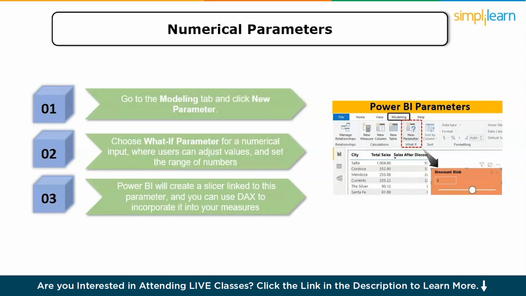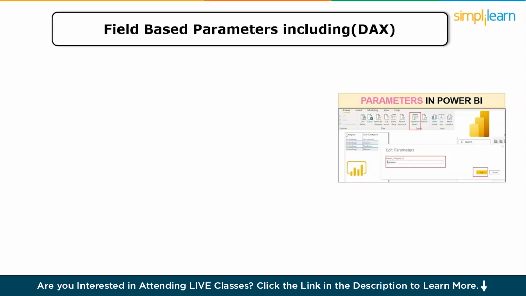Now, further, we can use text measures to incorporate into the measures, into the filters as we apply. And these measures give the end user the flexibility to input the values within the calculation or within the filter or within the X or Y axis to change and view the reports. In the field-based parameter, we can go ahead and change the X and Y axis.